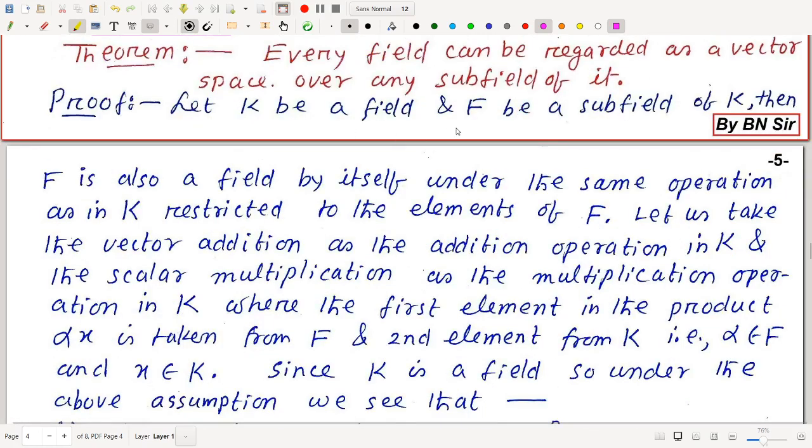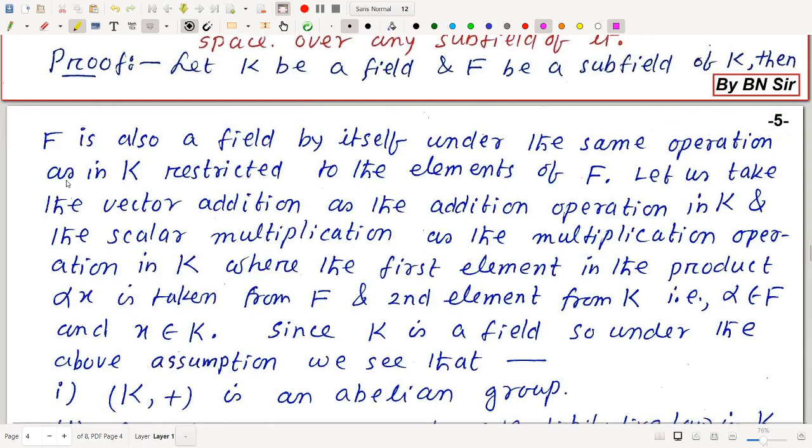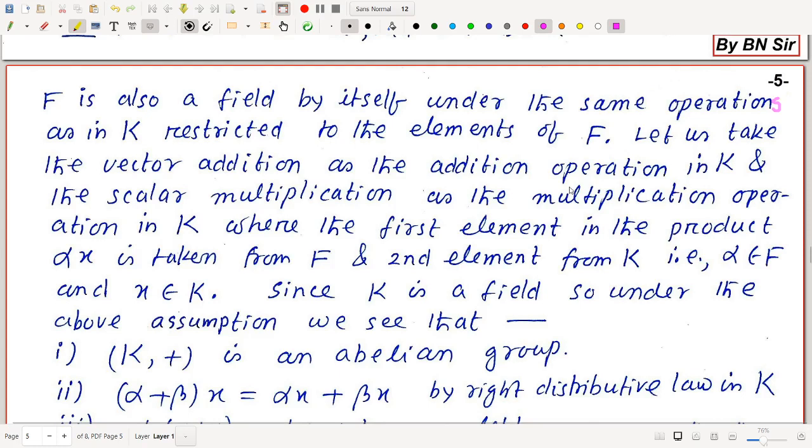Let capital K be a field and F be a subfield of K. Then F is also a field by itself. This is the definition. F is also a field by itself under the same operations as in K. In a field, there are two operations restricted to the elements of capital F. When we talk of F, the operations will be restricted to the elements of F.